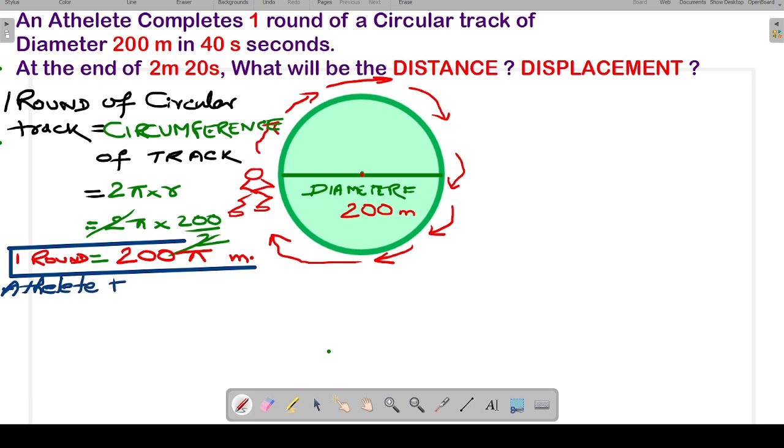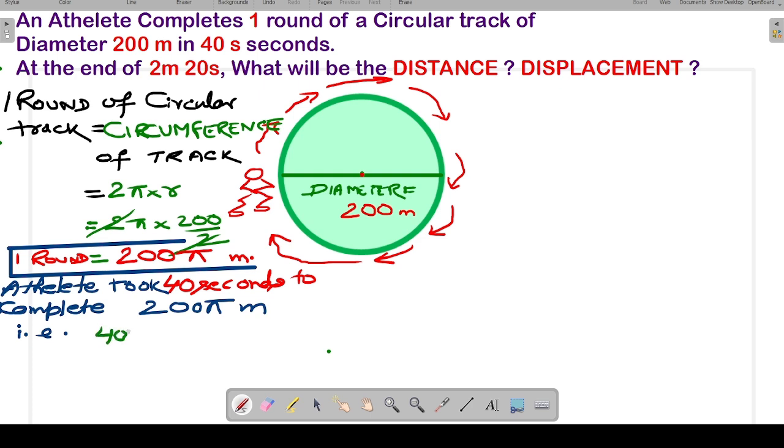And now the second part of the question. Since the athlete took 40 seconds to complete one round, we'll apply the unitary method. What is the unitary method? We will calculate the distance covered by the athlete in 1 second, right? The athlete took 40 seconds to complete the circumference, that is 200 pi, which we have already calculated above. So in 40 seconds distance covered is equal to 200 pi meter, right?